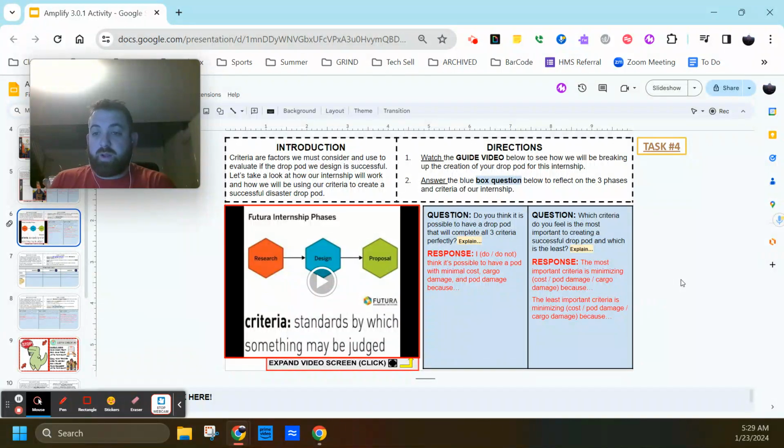Hey everybody, Mr. Regan here, and up to this point, you've been doing a lot to begin understanding the internship that you have found yourself in, where you're going to be looking to design a supply pod for the International Disaster Aid Group that will service hard to reach places hit by natural disaster.